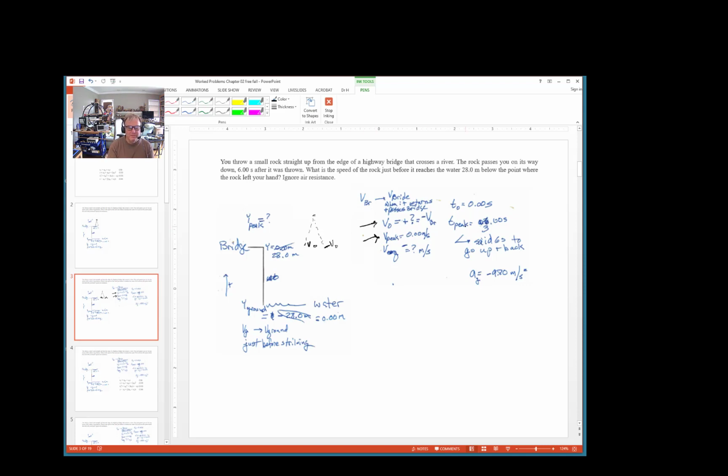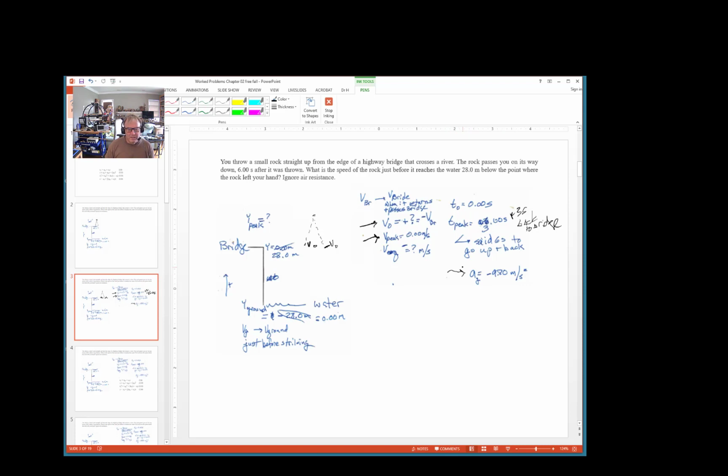And the other thing we can infer is that it says total time to go up and back down, so that means it took 3 seconds to go up to the peak, and then it'll take 3 seconds to come back to bridge, and then 3 seconds back to bridge. And of course, since it's gravity, it's always minus 9.8.